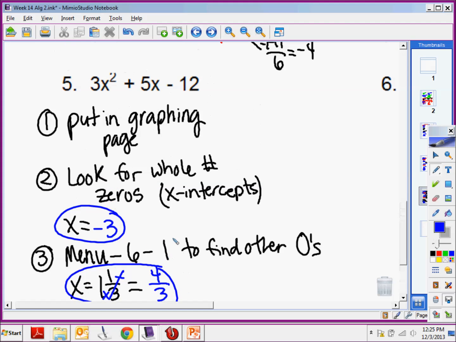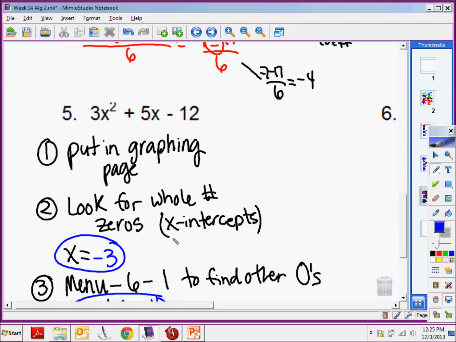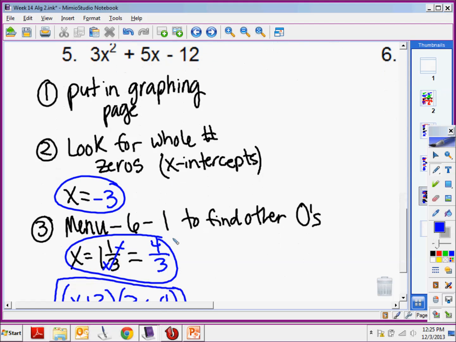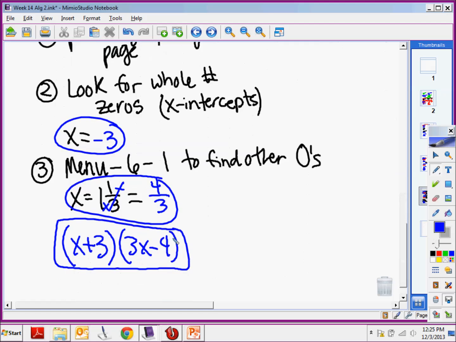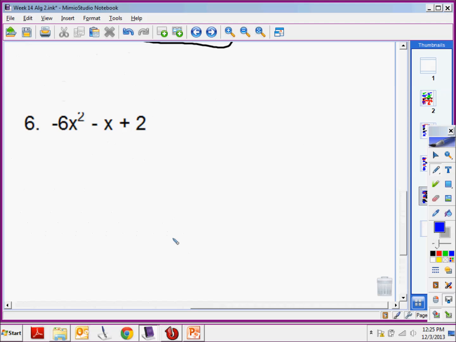How much do I do next one with this? Okay, y equals. So the first step is to do what? You put it in the graph page. Then you look for whole number zeros. Then use menu 6 1 to find the other zero, 1/3. Okay, your values have to be in what? Improper fraction. On number 6, we have to do what first?